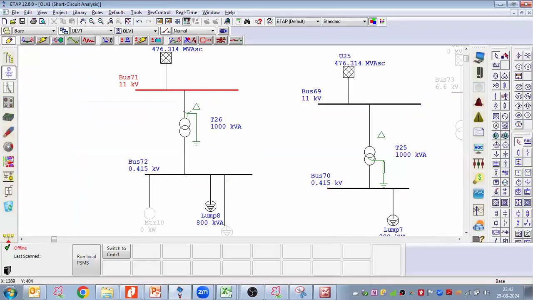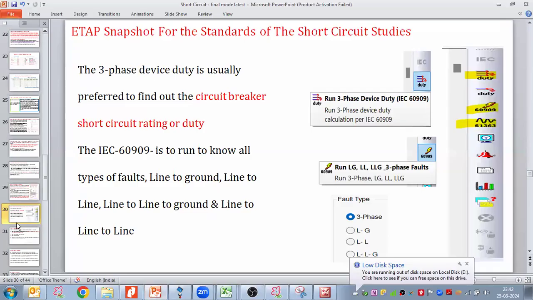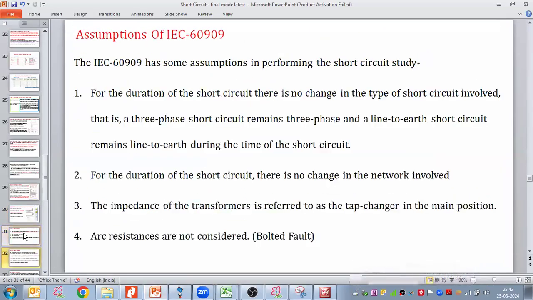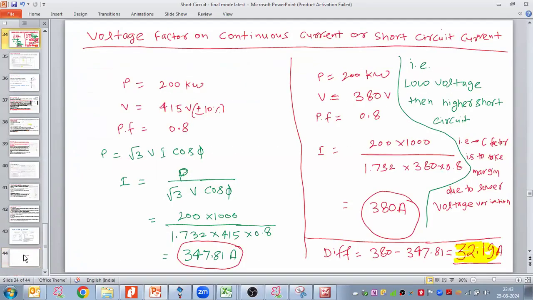Yes, sir. I'm clear with these three options: device duty, 60909, and 61363 as well, right? I use all the three options. There are some limitations of 60909, and some exceptions. I hope Venkatesh will discuss all the limitations. I'm not going into that, assuming Venkatesh is going to discuss these things. The C factor, voltage factor, I think they discussed yesterday. So assuming they will discuss all this.